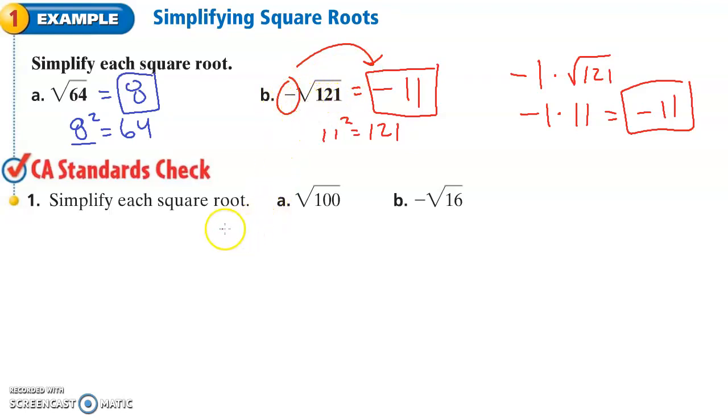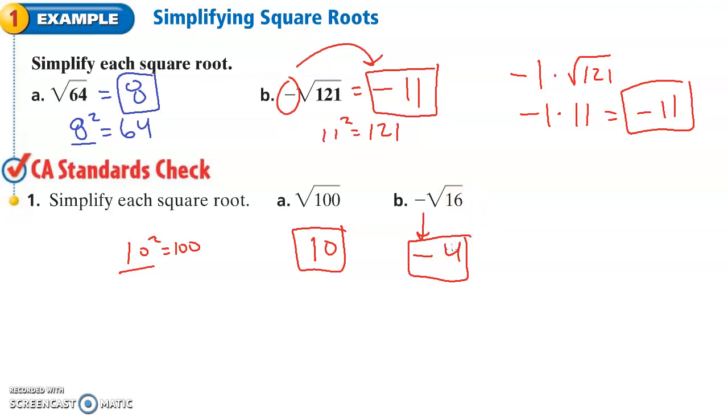So let's go ahead and try to simplify these square roots. The square root of 100 is the same thing as 10, because 10 squared is 100, and we're looking for the base. In this case, it is 10. And it's positive, so our answer is positive. This one has a negative sign in front, so our answer is going to be negative, and the square root of 16 is 4. So our whole answer is negative 4.